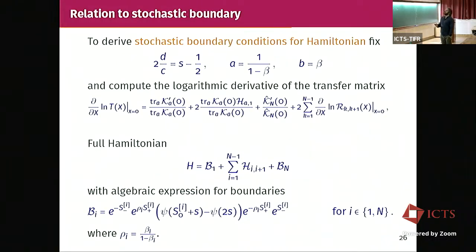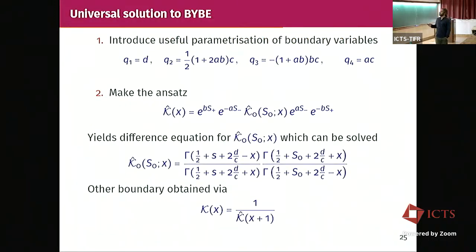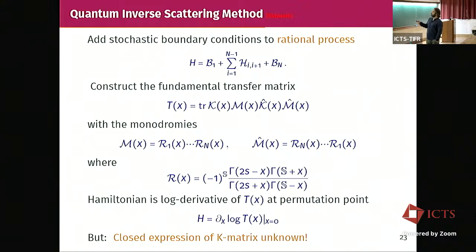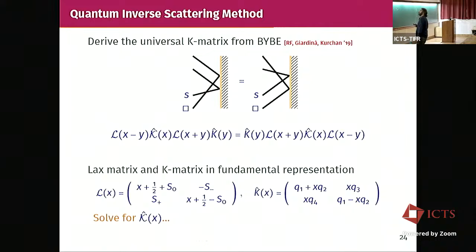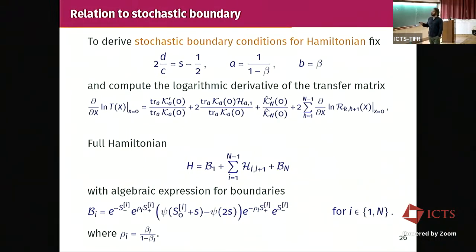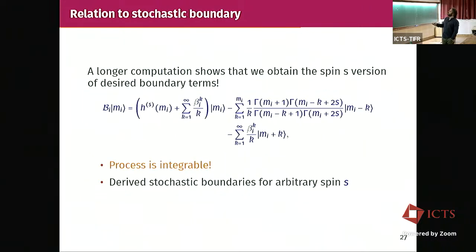Okay, so we have this most general K matrix now, and we can take the logarithmic derivative of this transfer matrix of the spin S representations, and ask that the resulting boundary terms, B1 and Bn, are stochastic. And this gives us some constraints on what these A, B, D, and C should be, which is given here. At least from what we understood, it was only possible to keep one free parameter beta. This is the new parameter, which, as we will see on the next slide, is responsible for the insertion of particles at the boundary sites.